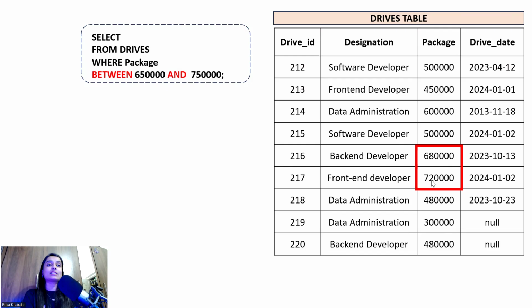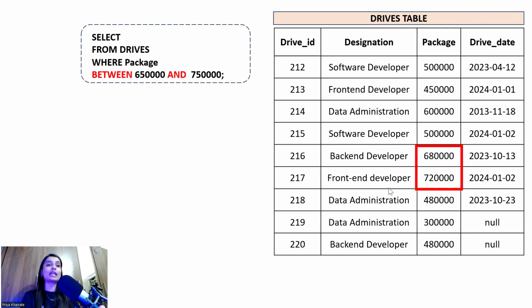That's all. Is 72 between this range 65 and 75? Yes. Is 48 between this 65 and 75? Not possible. Is 30 in between this range? No. Is this 48 in between this range? No. So only these two salaries, these two values, packages lie between this range.